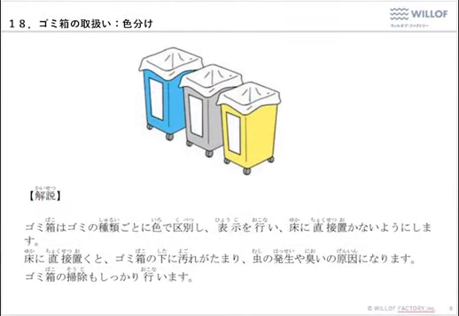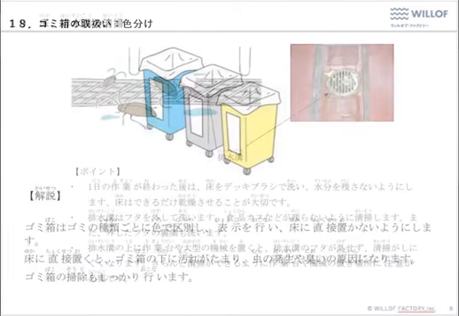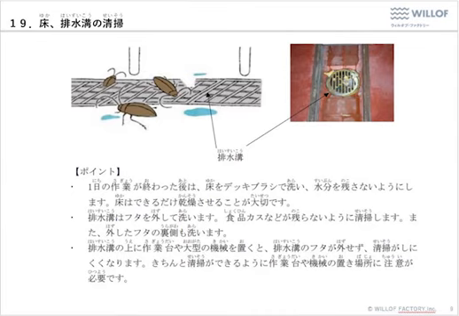Waste container handling, color coding. Waste containers should be classified by color for each type of waste and a sign should be displayed. Waste containers should not be placed directly on the floor. If placed directly on the floor, dirt will accumulate under the waste container, causing insects and odors. Clean waste containers carefully.